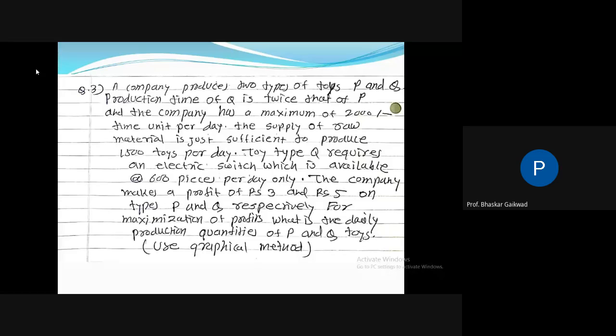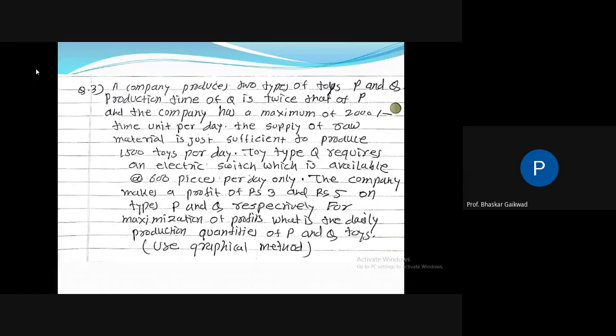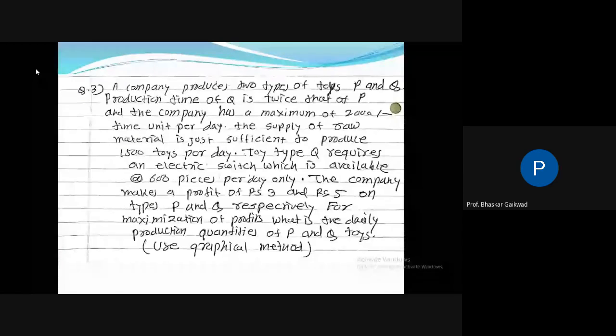A company produces two types of toys, P and Q. Production time of Q is twice that of P, and the company has a maximum of 200 times per unit day. Supply of the raw material is just sufficient to produce 1500 toys per day. Toy type Q requires electrical switches, which are available at the rate of 600 pieces per day. The company makes profit of 3 and 5 on types P and Q respectively.